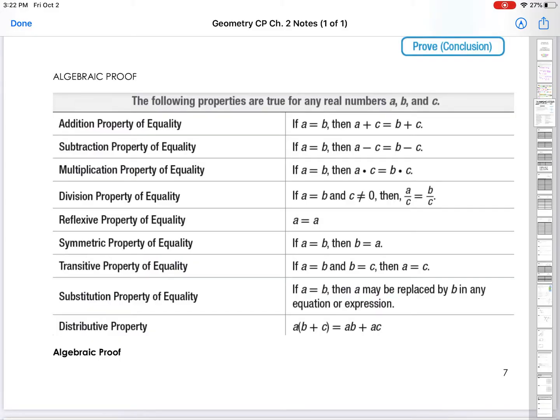So here are our algebraic proofs, and that's what we're going to start with today. For algebraic proofs, we have some rules. We know the addition property of equality, where we can add something to both sides. Same goes for subtraction, multiplication, and division, as long as I do it to both sides of the equation.